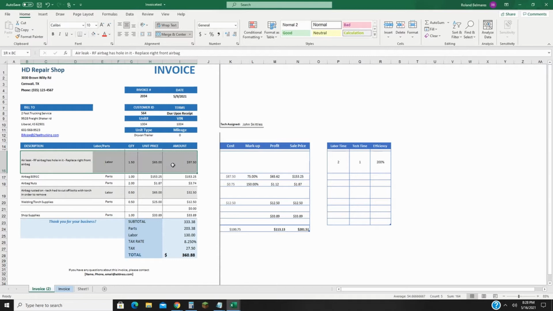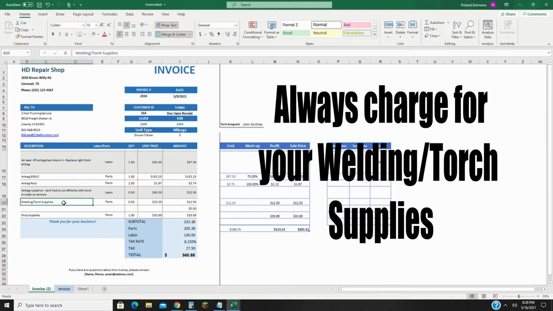So to avoid all that, what I do is I separate the additional items. If you see here on this complaint, we have an extra complaint down here: the airbag was rusted on, tech had to cut off bolts with the torch in order to remove. I added an extra half hour for the job at $65 an hour trailer rate, and of course I had to charge for my welding supplies. Always charge for your torch and welding supplies.